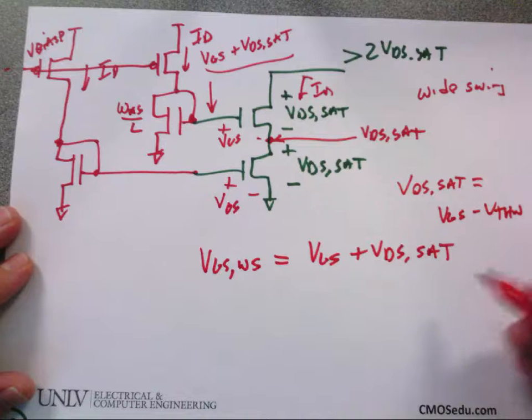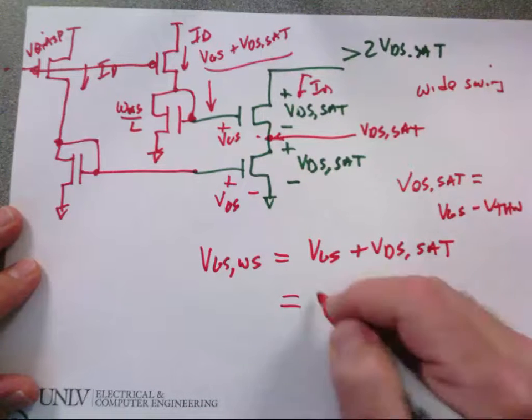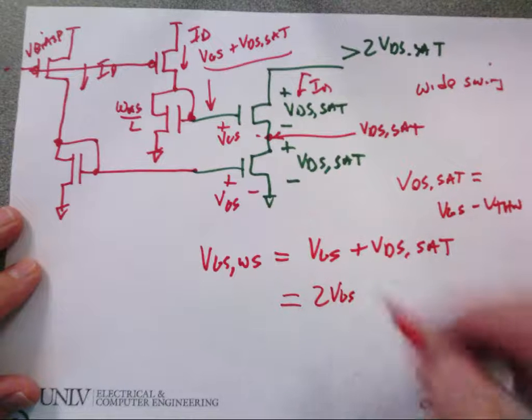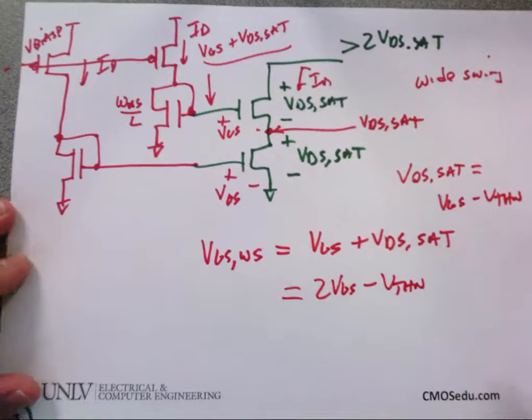So what that means is I need this voltage to be equal to 2 VGS minus a threshold. Am I losing anybody?